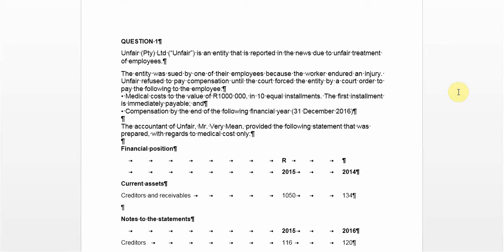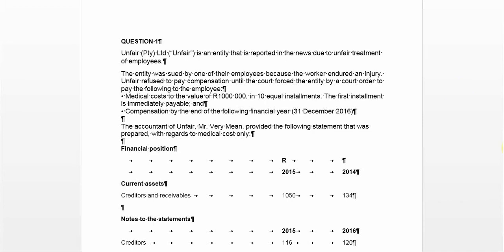And they need to make the following payments. They need to make medical costs payments of 1 million rand in 10 installments, the first installment payable immediately. And then compensation needs to be paid to the worker by the end of the following financial year, which is 31st December 2016. So then the accountant, Mr. Very Mean, came up with financial statements that they present here with regards to the medical costs. But I don't think that this person did it correctly.